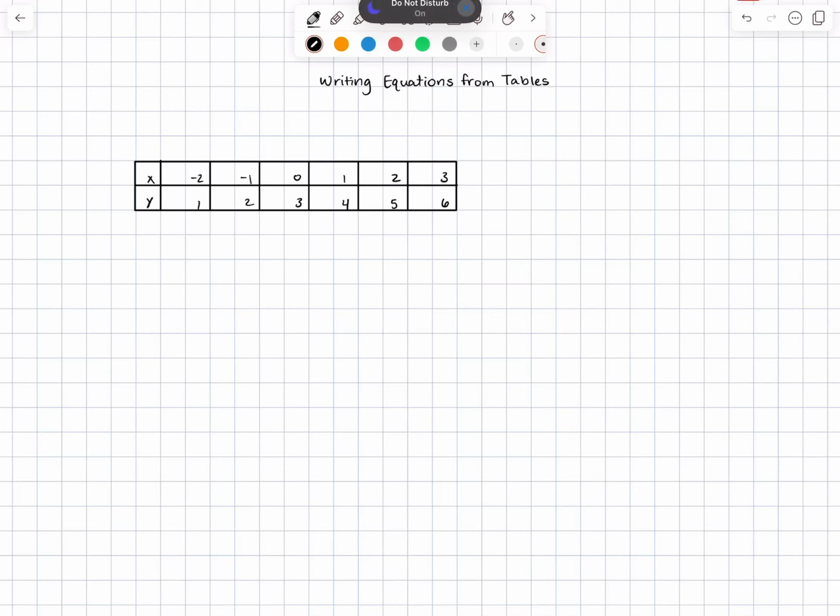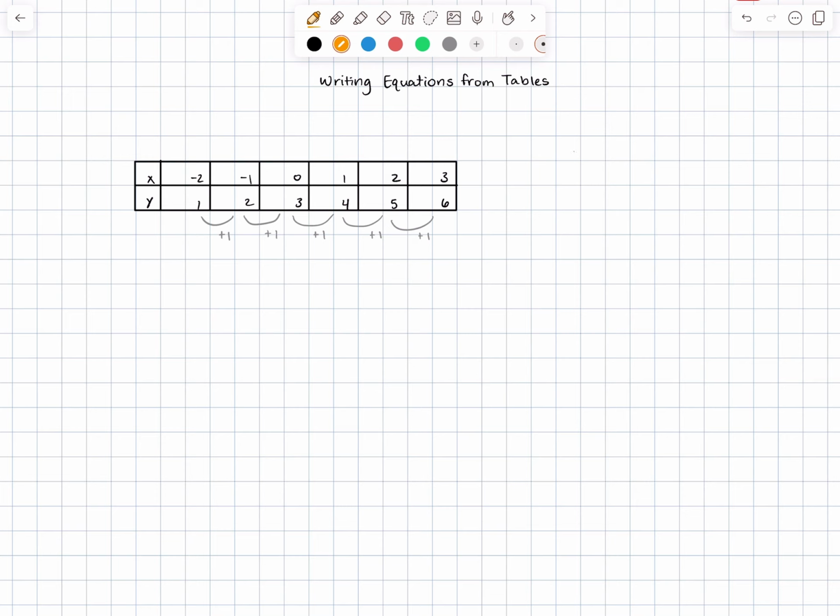Hey guys, in this video we're going to be learning how to write equations from tables. So the first step is identifying what function this is. I see that my y's aren't repeating and I see that the y values increase by a constant rate of +1. So this tells me that this is a linear function.